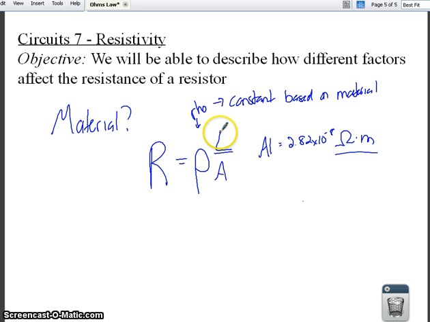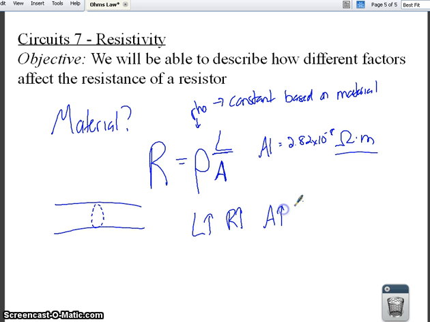And so this is going to be multiplied by the length over the area. So basically what this is telling us is that if we look at the equation here, length and resistance are directly related. So when length goes up, resistance goes up. And on the same note, area, the area of the material, and when I'm talking about area, we're typically talking about wires here. So the cross-sectional area of a wire, okay? If area goes up, resistance goes down. Okay? So those are two factors that affect the resistance of a material.